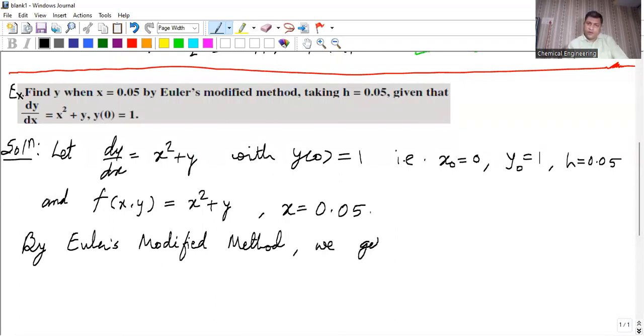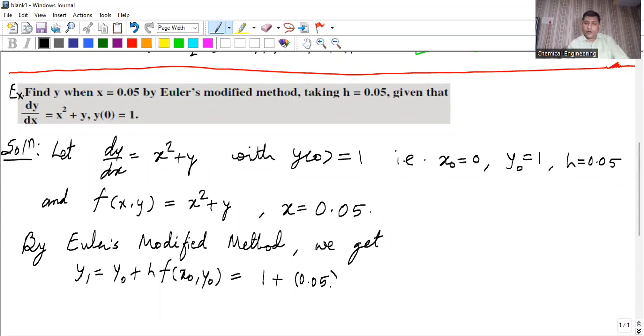Okay, first we have to use the predictor formula and calculate the first approximate value. So we have y1 is equal to y0 plus h times f of x0 y0. What is this value going to be? y0 is 1, h is 0.05, and f is x square plus y. So x0 is 0, y0 is 1, and it is going to be 0 square plus 1.